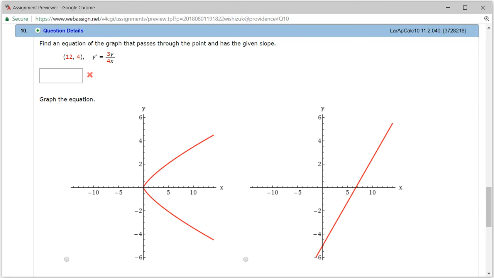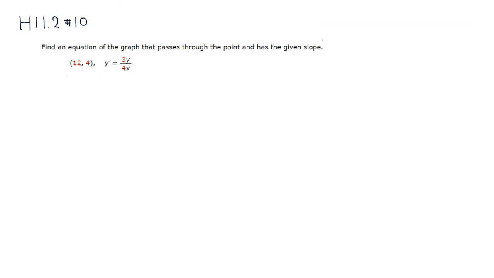Alright, let's look at homework 11.2, problem number 10. We want to find an equation of the graph that passes through the given point (12, 4) and has this derivative: y prime is equal to 3y over 4x. Alright, so let's do that.